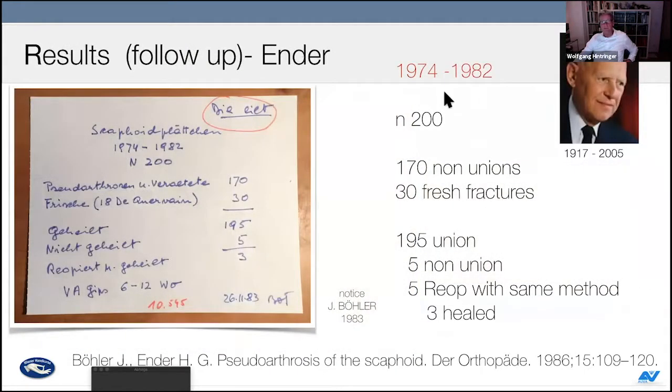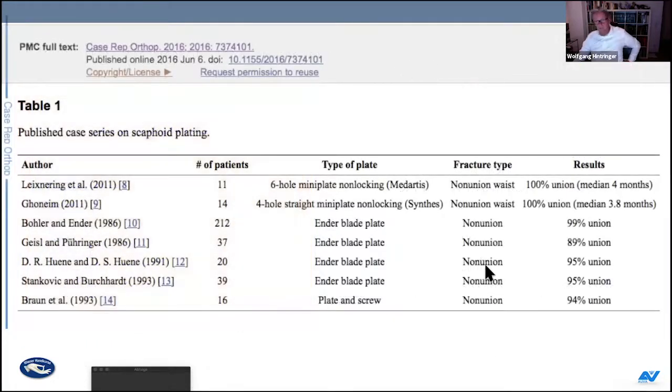And as you can see here, between 74 and 82, I operated with him 200 scaphoids. There were 170 non-unions and 30 fresh fractures, because at that time the Herbert screw did not exist. And we had 195 unions, 5 non-unions, 5 were reoperated with the same method, and 3 healed again. And so we had a very high rate of healed scaphoids.